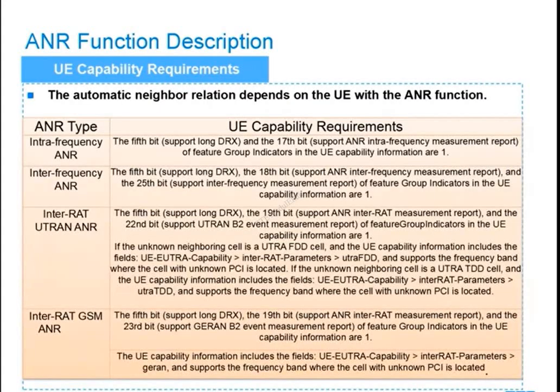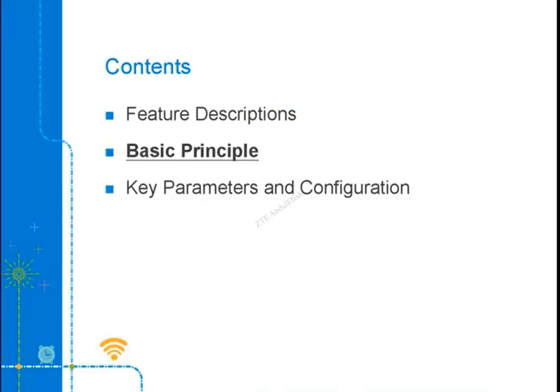So how does the eNode B select a UE? It's not randomly selected. Actually, it's based on the UE capability. We know during the attach procedure, the UE will report its capability to the network. So the network will know whether the UE supports the ANR feature or not. So when the eNode B selects a UE to perform the unknown PCI, CGI information detection, it will consider the UE capability. So we have a requirement on UE capability.